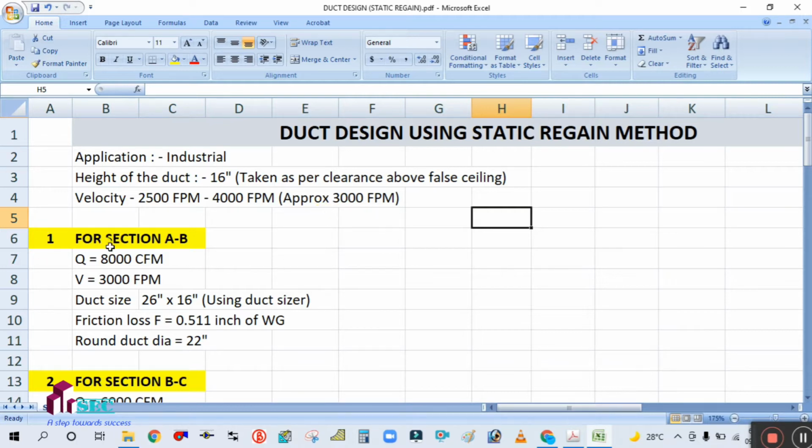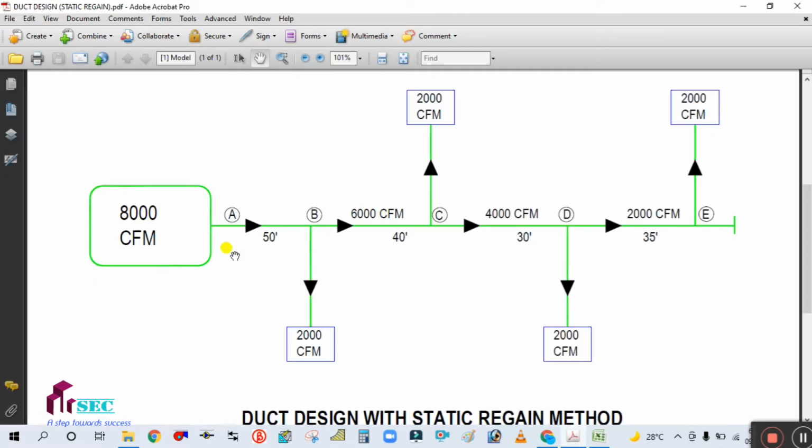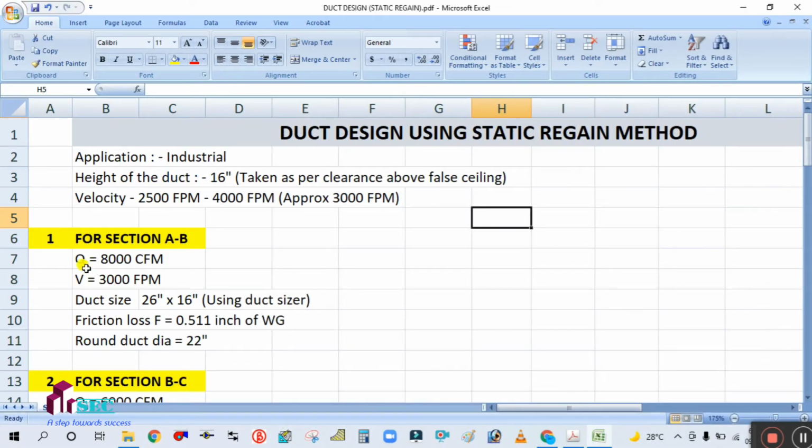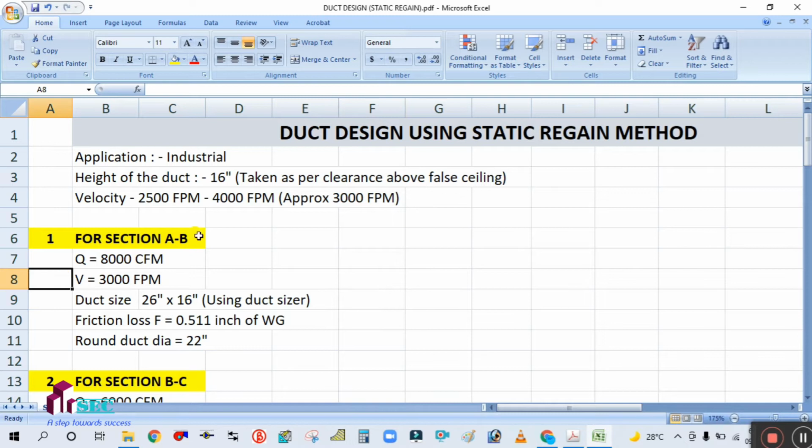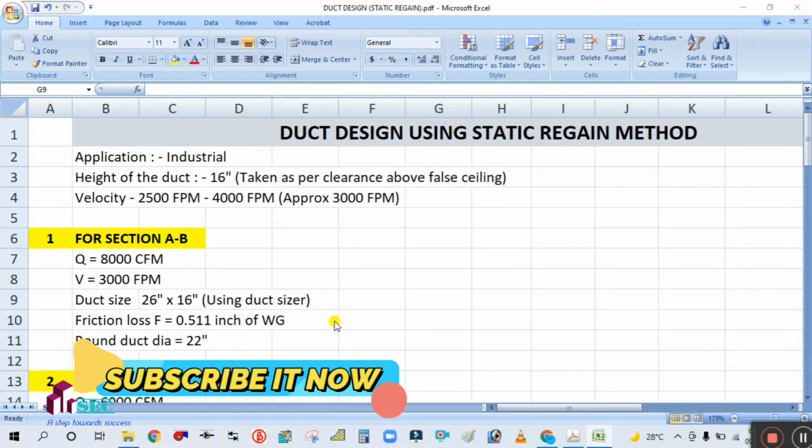For the section A to B, for example, here is the section. Q is the air flow and V is the velocity. So the flow is 8000 cfm flowing through this machine, and the velocity we consider between 2500 and 4000, so we consider a velocity of 3000 feet per minute. So how will you get the duct size? Using a duct sizer. Let me open this duct sizer.